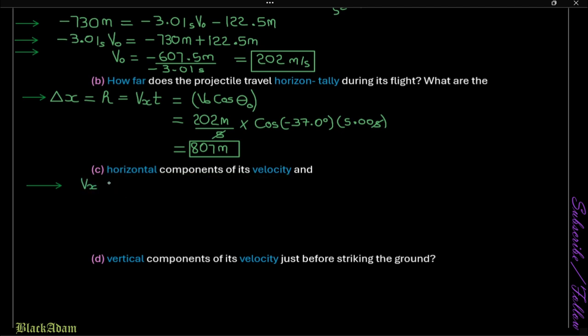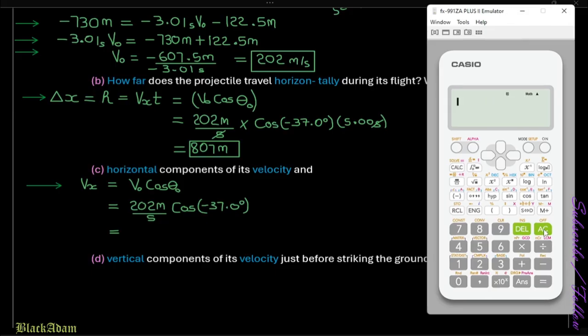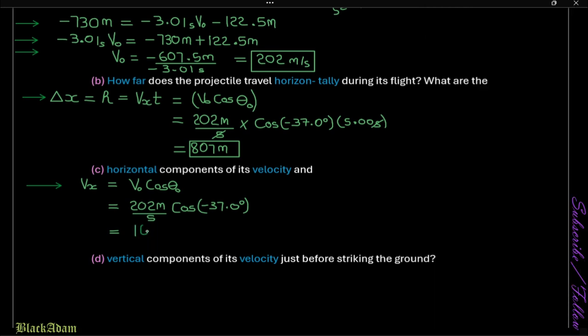Then the horizontal component of the velocity is Vx, which is 202 meters per second multiplied by cos negative 37. Cos negative 37 multiplied by 202 is 161. So it's 161 meters per second to 3 significant figures.